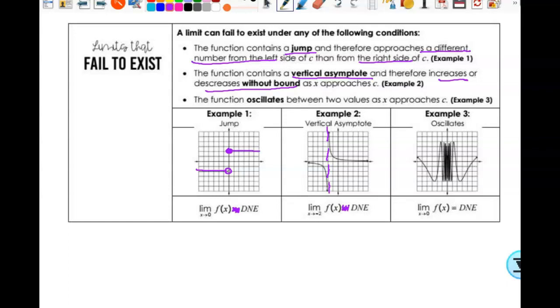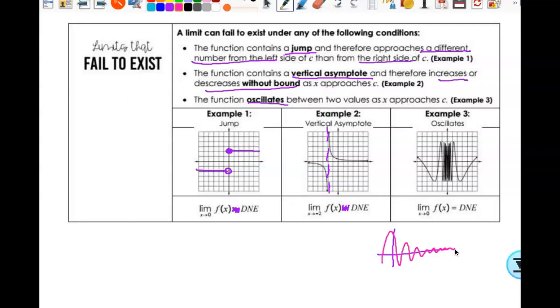All right, and then the last time is when it oscillates. Now, we've looked at a couple. I mean, not that we've done a lot with it, but I've shown you some pictures where it might have oscillated like something like this. Then that's okay because we're still approaching 0 that way. But I'm sorry, yeah, the function's approaching 0.